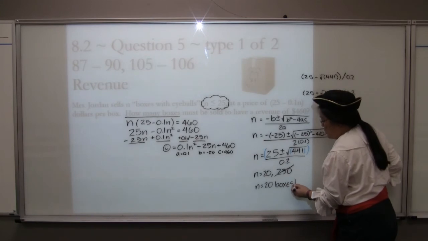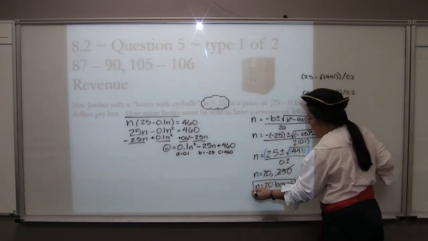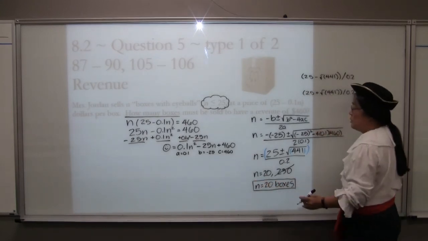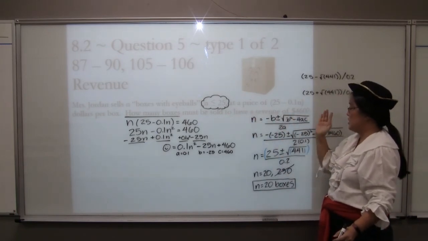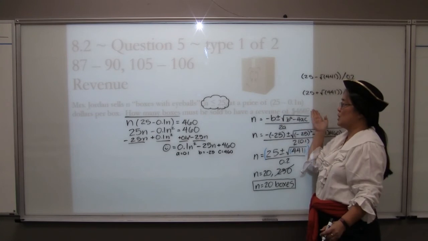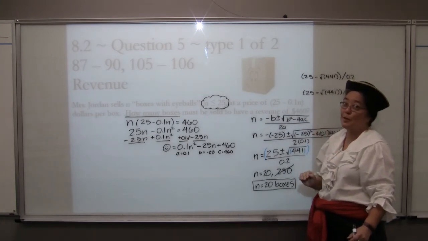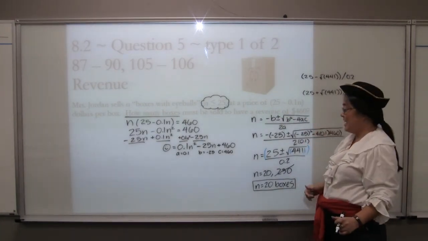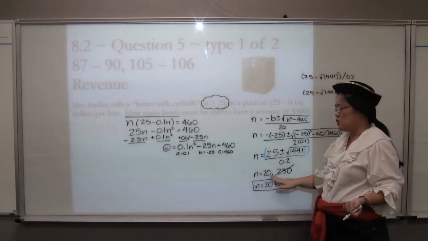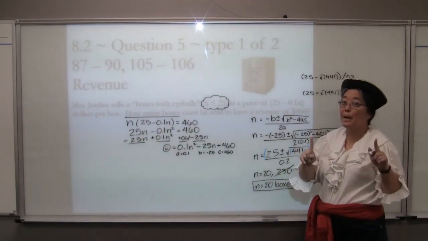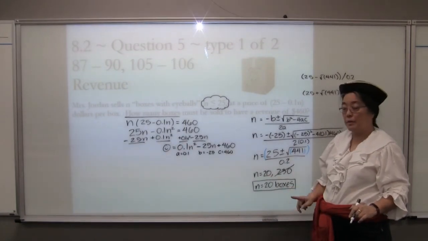If we wanted to show this as a sentence because of our English writing prompt, then you would say, how many boxes must be sold to have a revenue of $460? 20 boxes must be sold to have a revenue of $460, period. Yay, English! Now, let's take a look at why I got such different numbers, but I wanted that one.